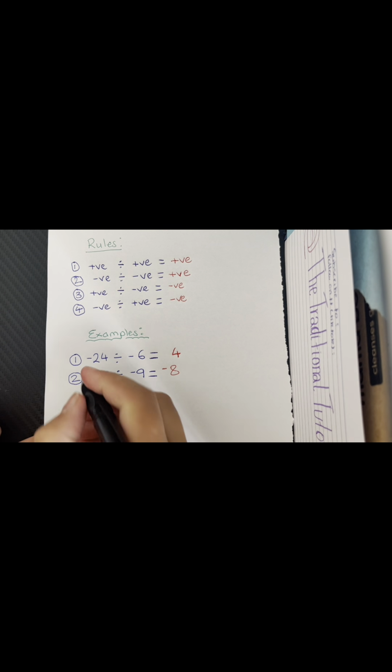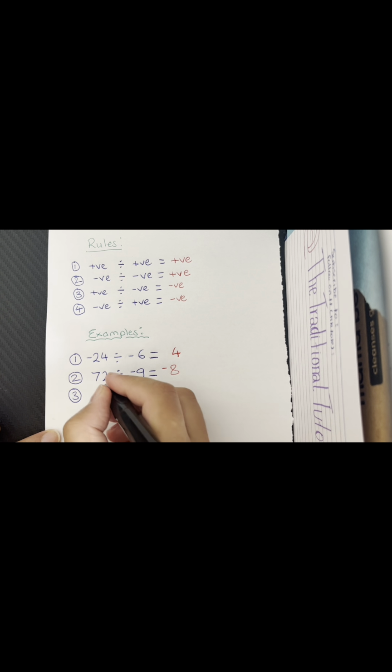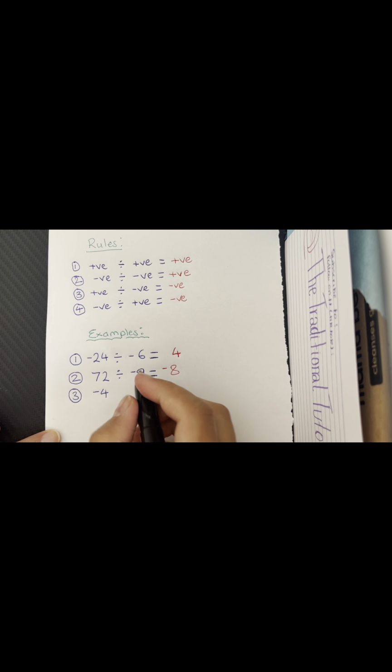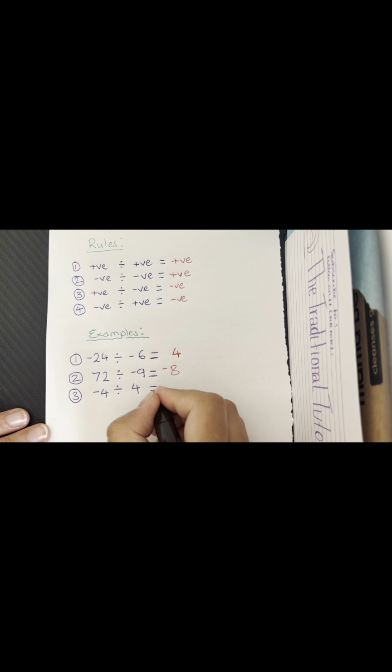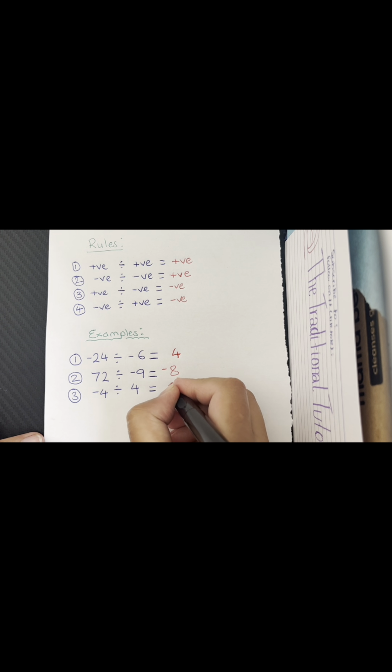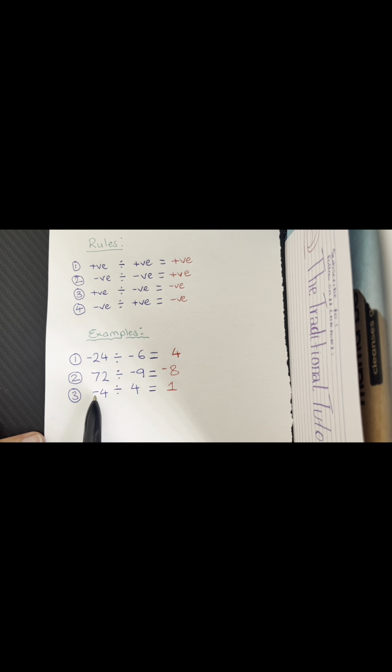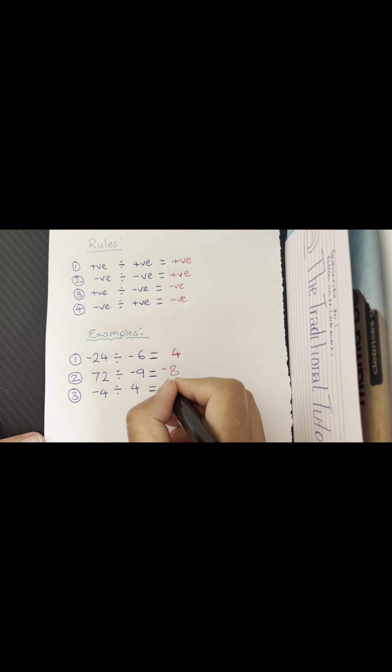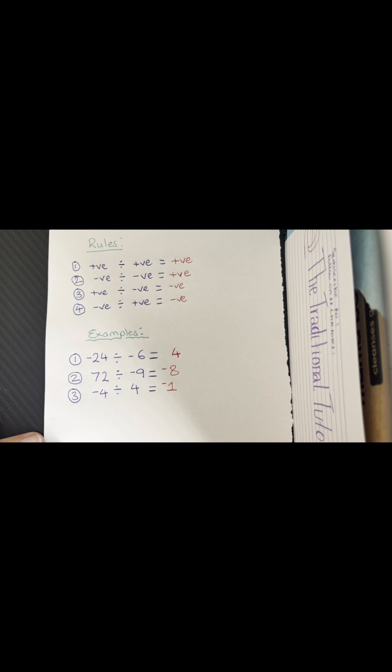Now, lastly, we'll take a look at negative 4, so the negative is at the front this time, divided by positive 4, okay, which should be giving us, if we ignore the signs, a positive 1. But now if I look at my signs, I've got a negative divided by a positive. Well, two different signs, so my answer should be a negative as well, okay?